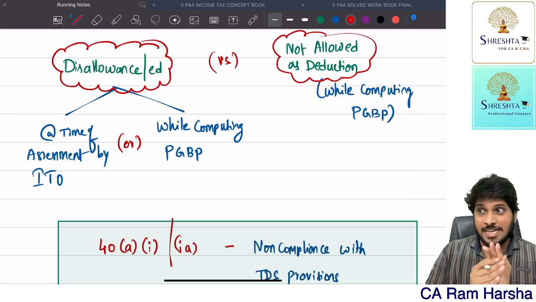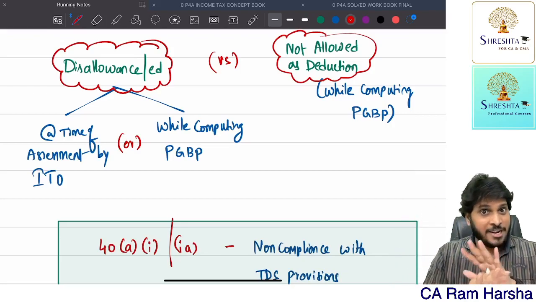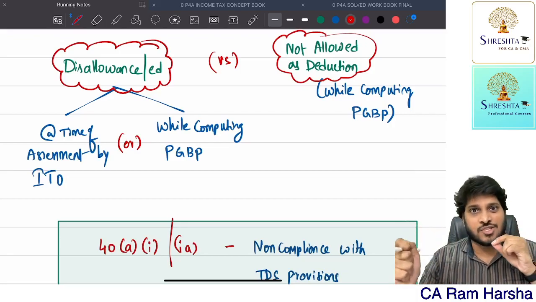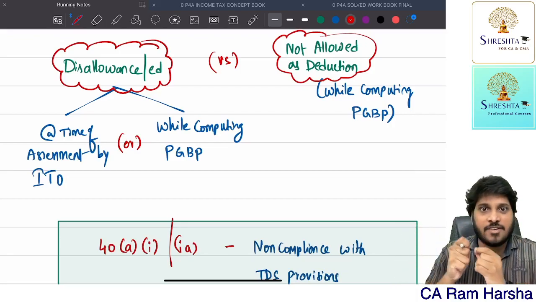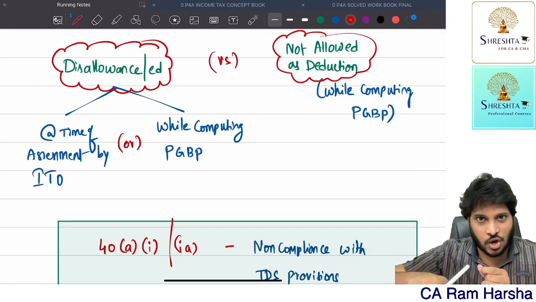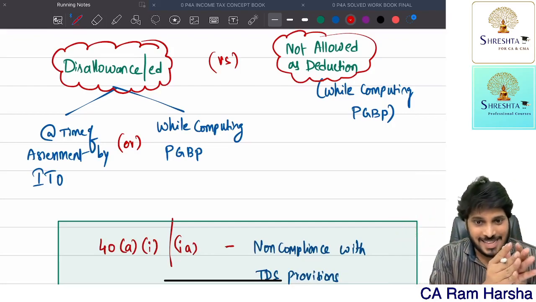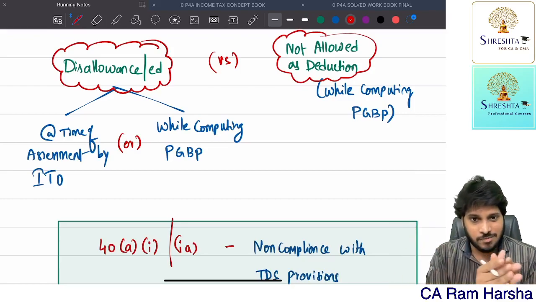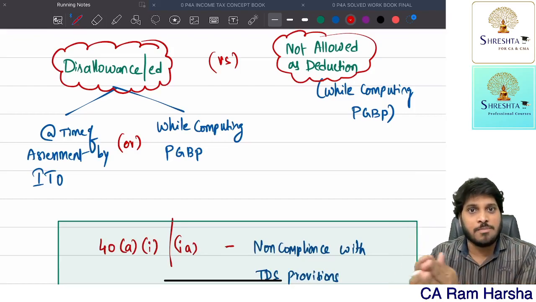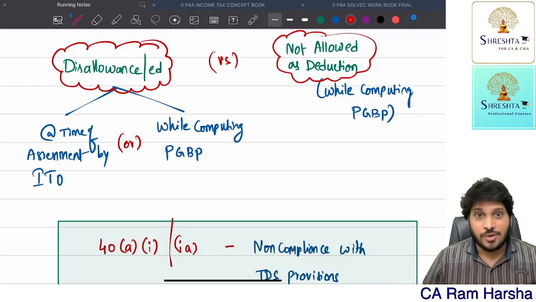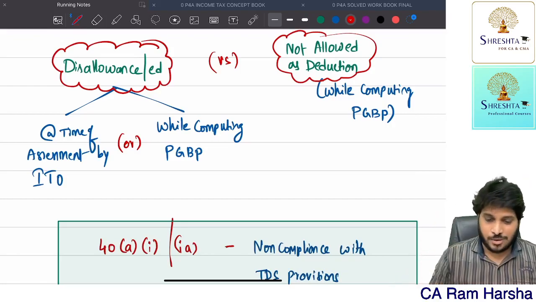Suppose somebody has already entered into the hall, but he does not have permission. Now the security guard checks inside this hall. Whoever does not have entry permission but somehow entered, the security guard will take them out. Getting it? Nothing but will throw him out. This is called disallowance. Now let us understand in the accounting language.